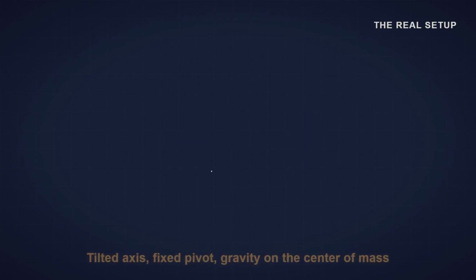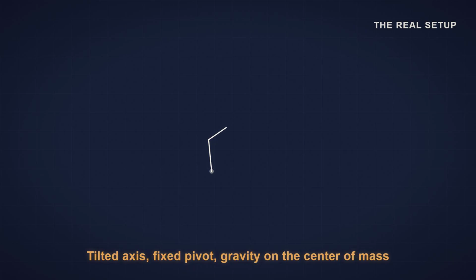So here is the actual situation for a spinning, tilted top. A large angular momentum vector L pointing along the tilted axis, a pivot point at the bottom staying fixed, and gravity still pulling down on the center of mass exactly as before, creating that same sideways pointing torque vector. Nothing about the torque has changed. What's changed is that now there's already a large L vector sitting there for the torque to act on.